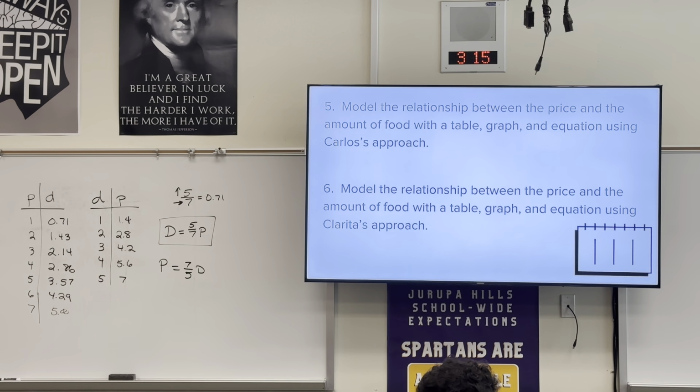So, problem number 5, we'll do problem number 5 first. Model the relationship between the price and the amount of food with a table, graph, and equation using Carlos's approach. So for number 5, draw a graph, make a table, and write an equation. I'm going to give you guys 5 minutes, and then we'll go over what you guys came up with.